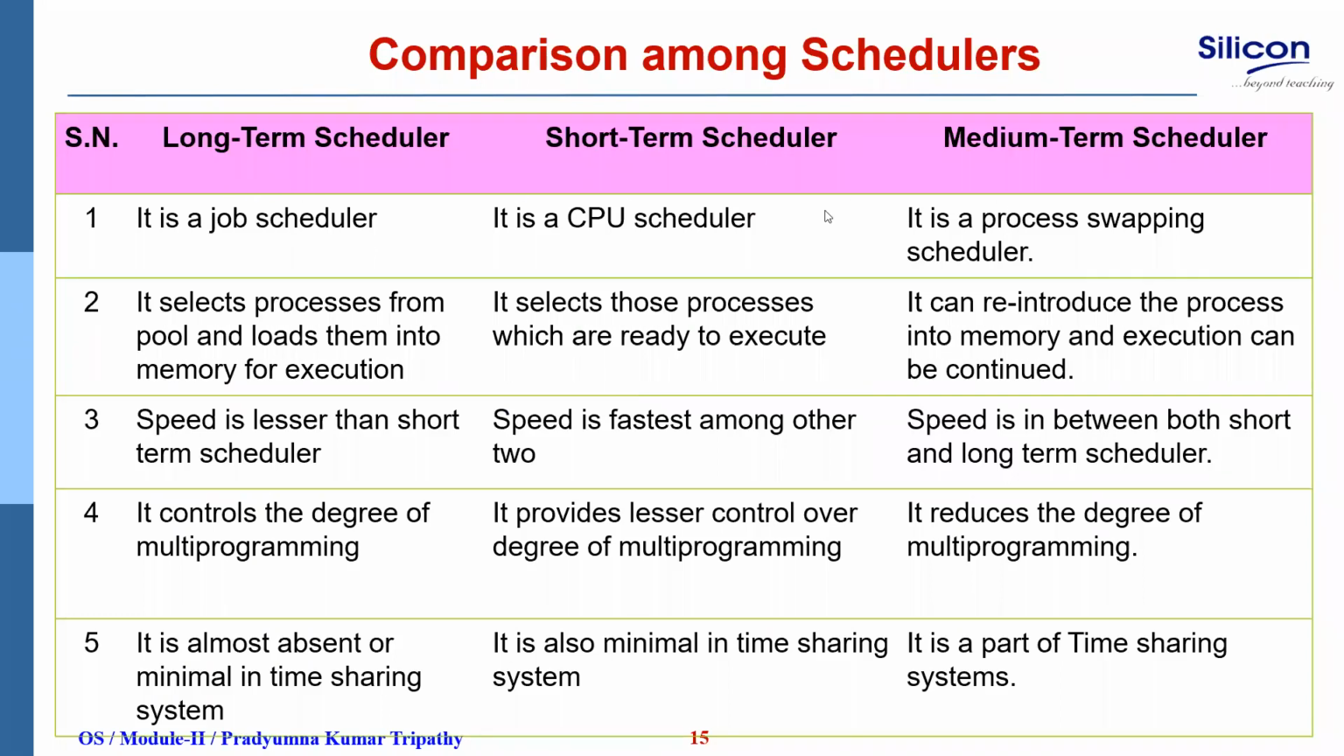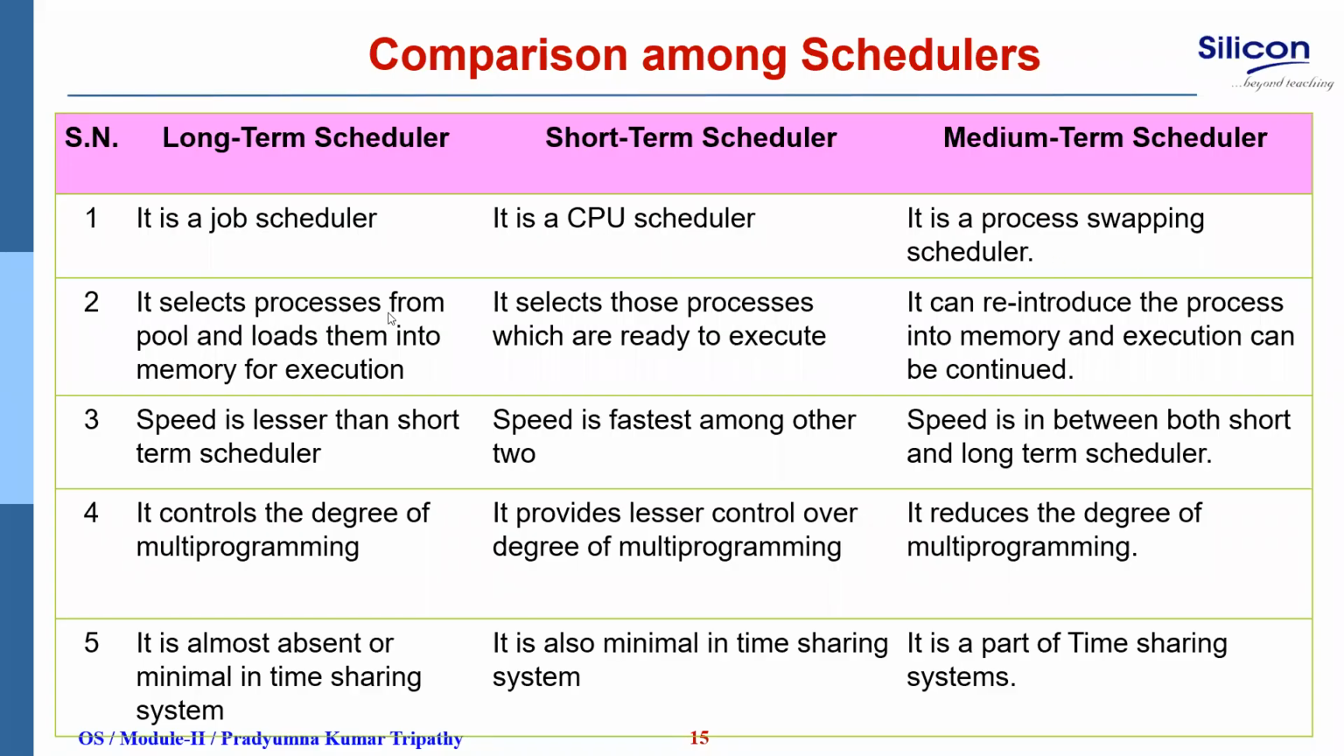What if you try to compare these three schedulers: long-term, short-term, and medium-term? What are the differences and commonalities? The long-term scheduler is a job scheduler, and the short-term scheduler is a CPU scheduler. Although we say job and process are the same, here the processes will be brought to the ready queue by the long-term scheduler itself. The medium-term scheduler is a process swapping scheduler. So whenever we need to take out some process to the disk, the secondary device, only then the medium-term scheduler will come to act.